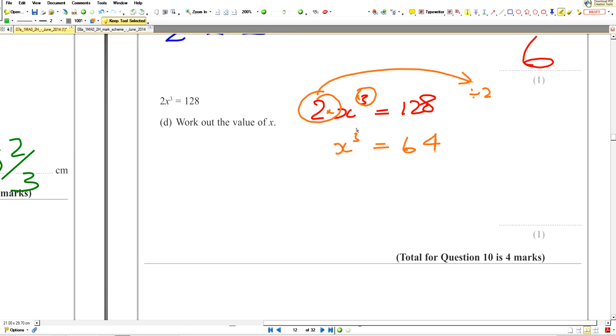Now, the opposite of cubing something is cube rooting it. So x is equal to the cube root of 64, which gives us 4. So we have P6, T5, 6, and now 4.